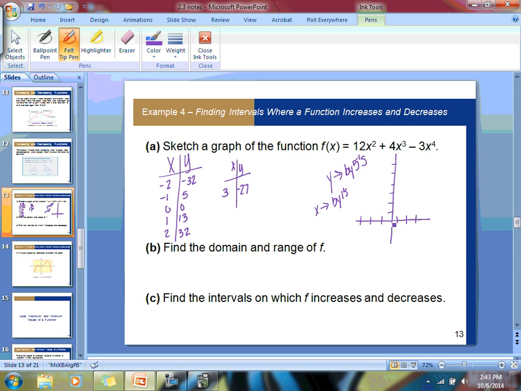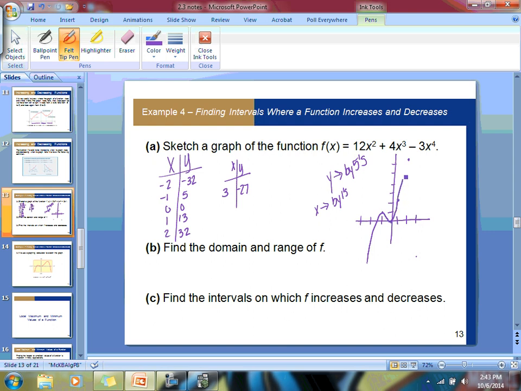All right, so at -2, I'm way down here at like -32. And then at -1, it'd be at about 5. And I'm at 0, 0. I'm at 1, 13. So right about there. And then at 2, I'm up at 32, so that's way up here. And then at 3, I'm way back down here at -27. So my graph is going to go like this.